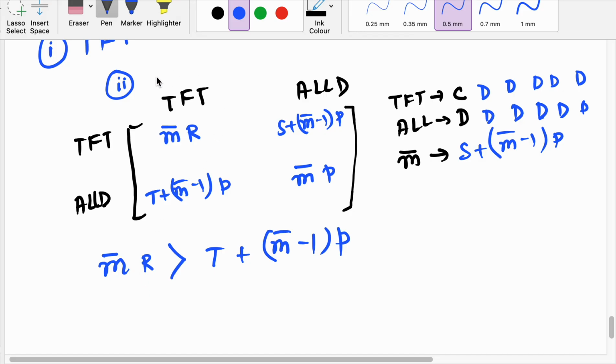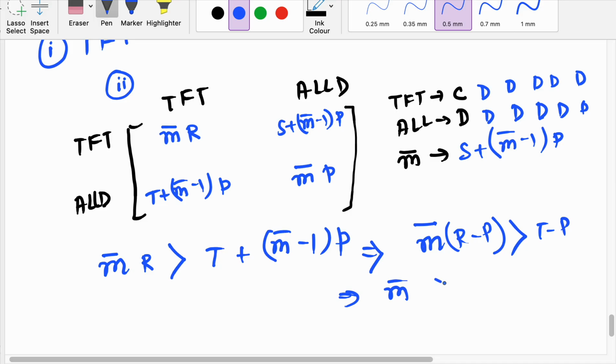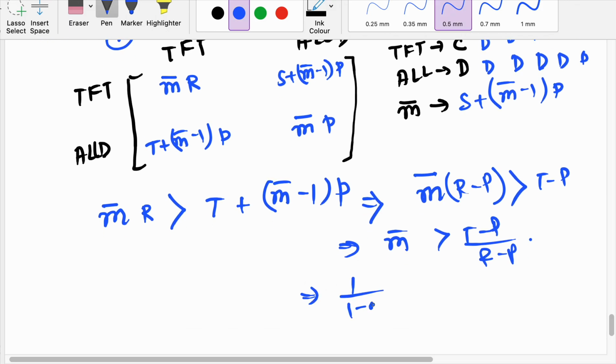So then TFT will win when m bar r is greater than t plus m bar p. This means m bar times r minus p is greater than t minus p, so m bar is greater than t minus p by r minus p. So if they repeatedly play, and maybe the probability 1 minus 1 by w is t minus p by r minus p. So if there is enough probability to play the game again, then we may find that TFT will win. So that is the case.